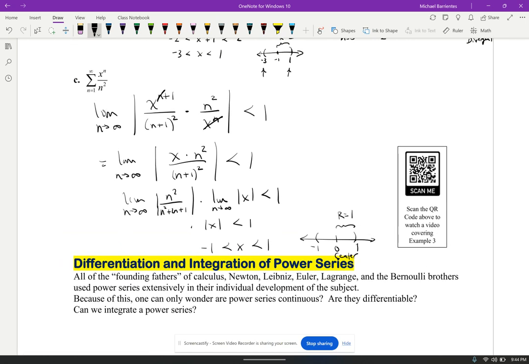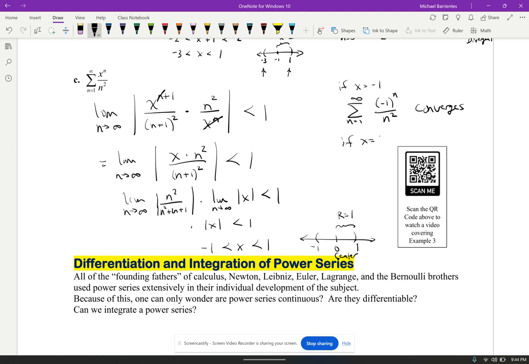So we go back and we say, well, what if x equals negative 1? Then we're going to substitute negative 1 in here. And this is going to be an alternating series whose a sub n term is decreasing and it's approaching 0. So therefore, this is going to converge.